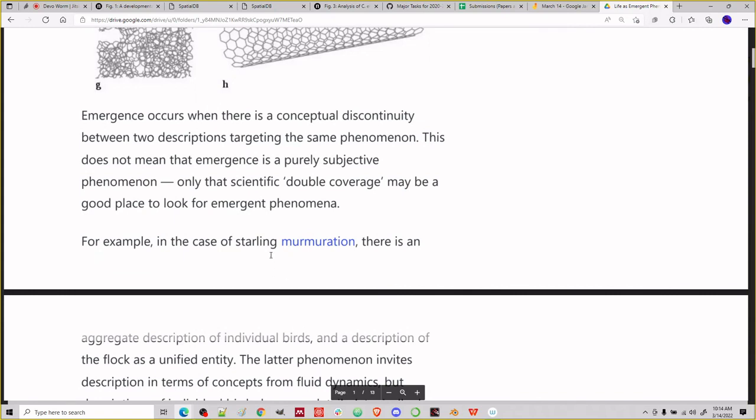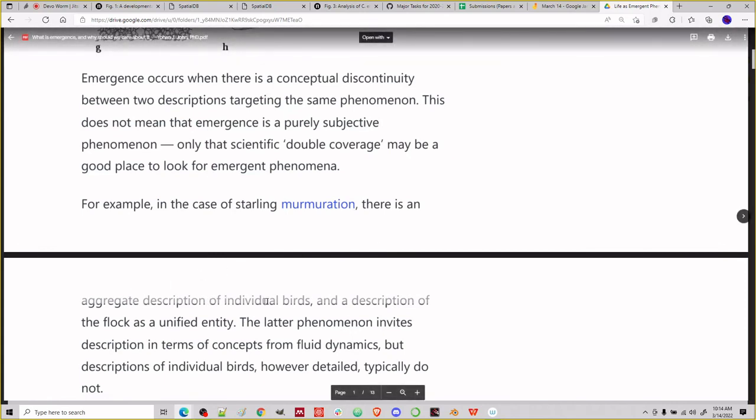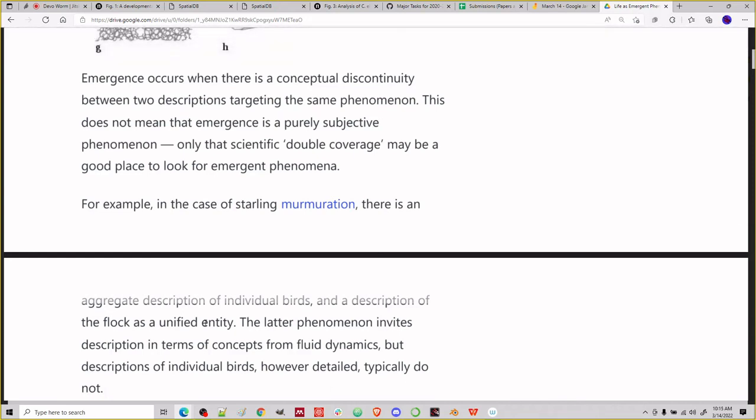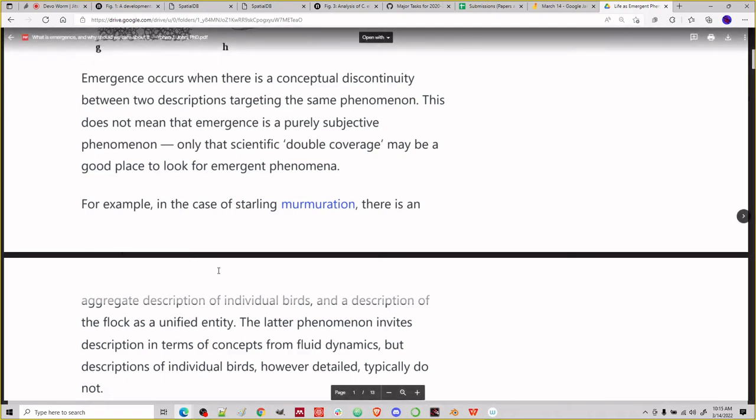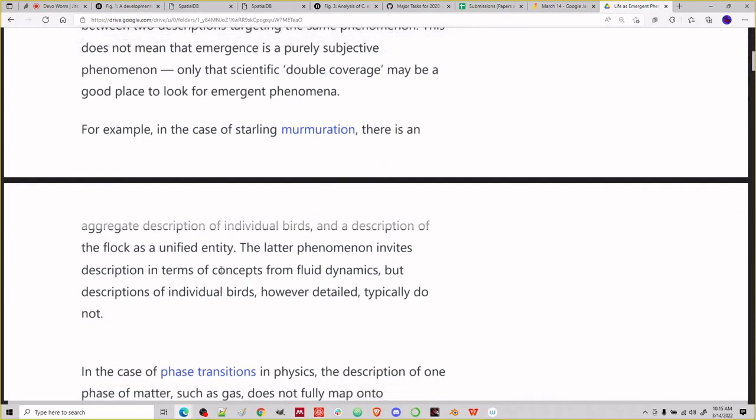So, for example, in the case of starling murmuration, which is a collective behavior that they do, there is an aggregate description of individual birds and a description of the flock as a unified entity. So you can describe individual birds and what they're doing, and you can describe the state of the flock, because you saw the flock can have a shape, it can look like a comma, it can move around like a blob, it looks kind of like turbulence. And you can also describe what the individual birds are doing. You can use a set of rules to describe their interactions with other birds. But you can't necessarily get into that middle scale, which is what is going on in different parts of the flock, or that collective structure.